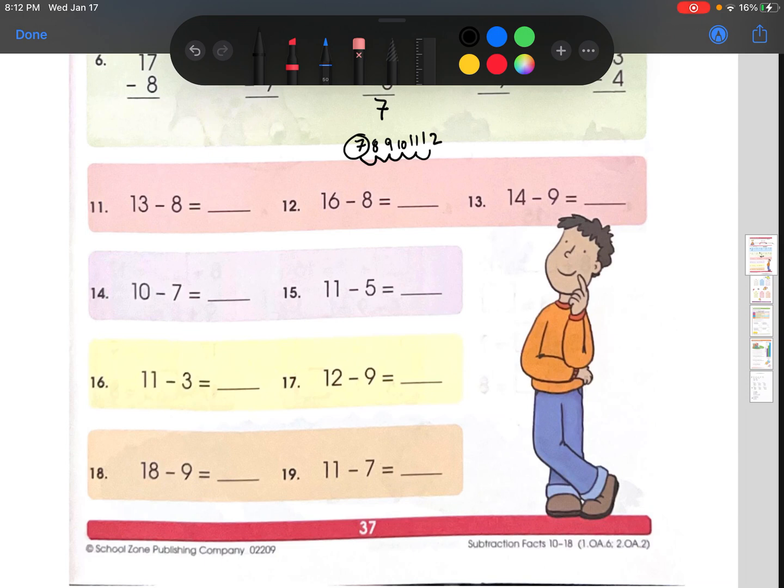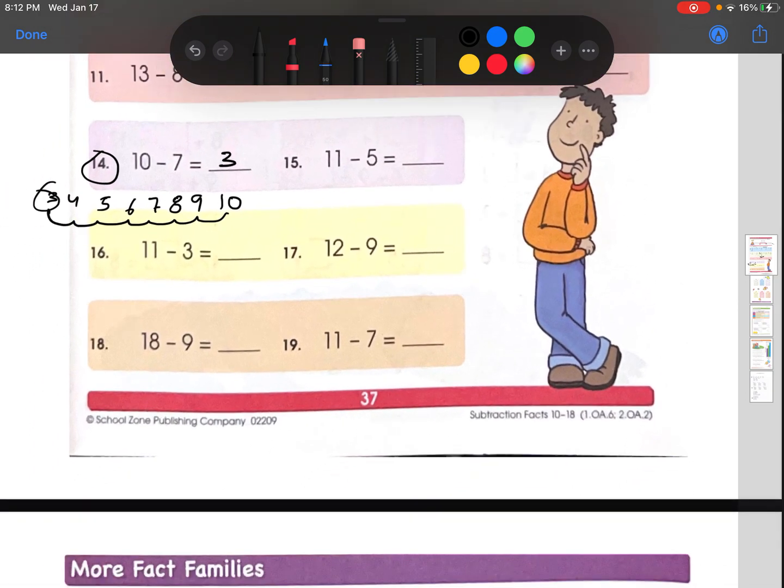I'm going to do number 14 next. 10 minus 7, so you can just start off with 10 and go 1, 2, 3, 4, 5, 6, 7, and count backwards. 9, 8, 7, 6, 5, 4, 3. Boom. That would be your answer.